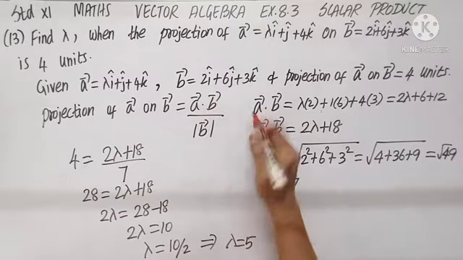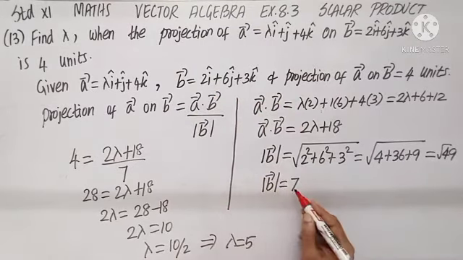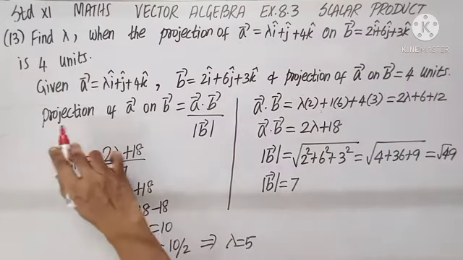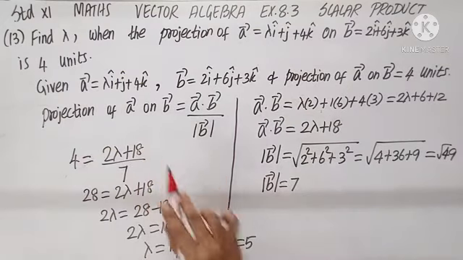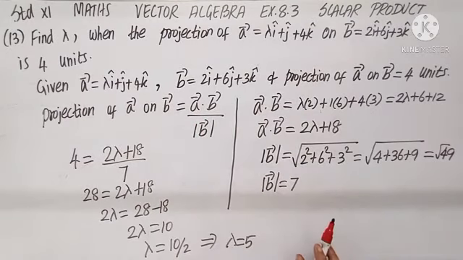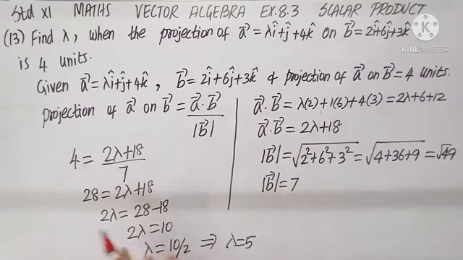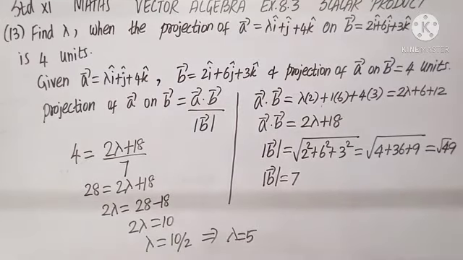So let us remember to find out A dot B, modulus of B, and the projection of A on B. Let us recall the formula A dot B by modulus of B. As we apply the value 4 and cross multiply and simplify, we arrive at lambda equals 5.